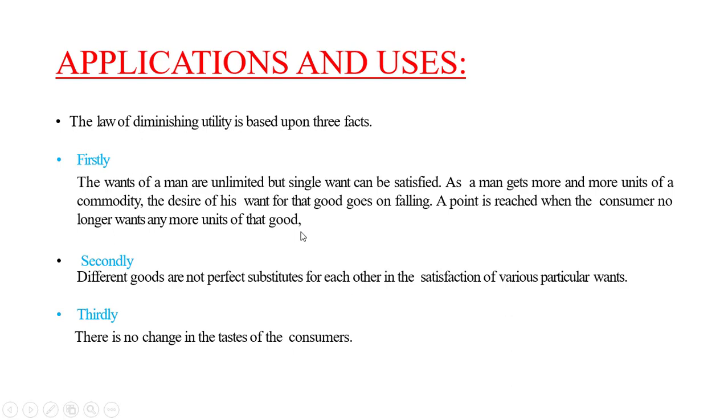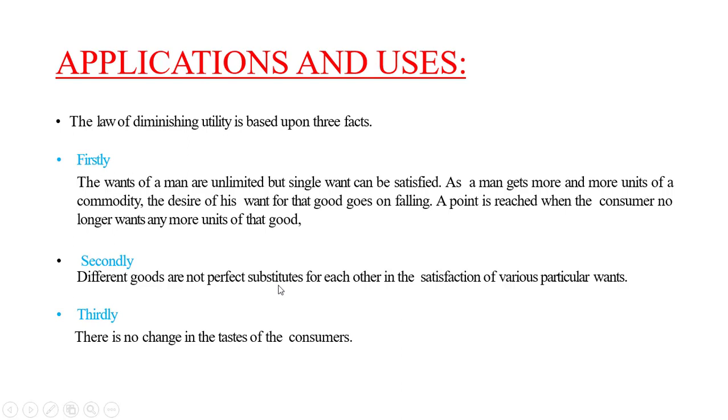Hope it is understood. Next is, different goods are not perfect substitutes for each other in satisfaction of various particular wants. Now substitute, I have told you, is a good which can be used in place of another, like tea and coffee. Now in the case of the law of diminishing marginal utility, there are no perfect substitutes. Like you can substitute tea and coffee, right? But in this case, we cannot assume any kind of substitute goods.